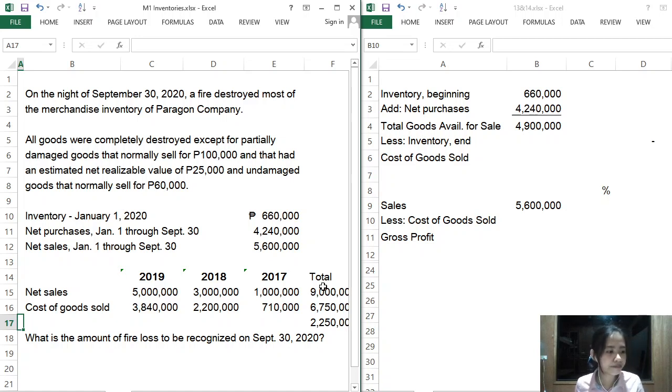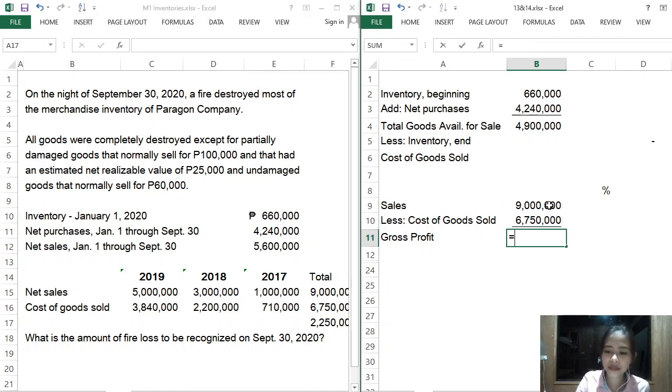na ang gross profit rate is based on sales. So, if the problem is silent, yun yung default. Okay. So, before 2020, tingnan, input muna natin tong 9 million, okay? 9 million na sales last 3 years. Cost of goods sold na 6,750. And the gross profit na 2,250.